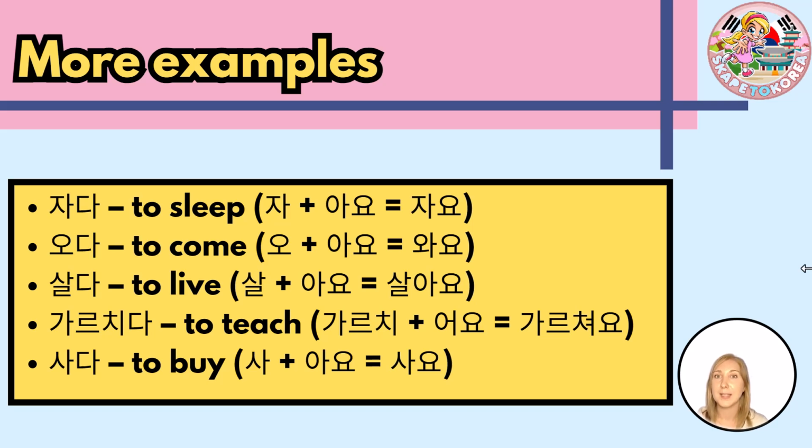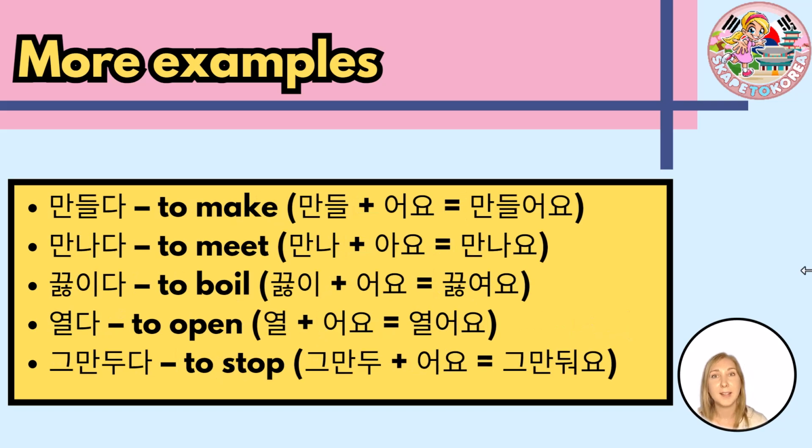And the next one is 사다, to buy. So sa is our verb stem, and then we're adding ayo, and it becomes 사요. Alright, the next one is 만들다, to make. So 만들 is our verb stem, and it ends in a consonant. So there's not going to be a combination of vowels. But the last vowel there is eu, so we're adding oyo, and it becomes 만들어요.